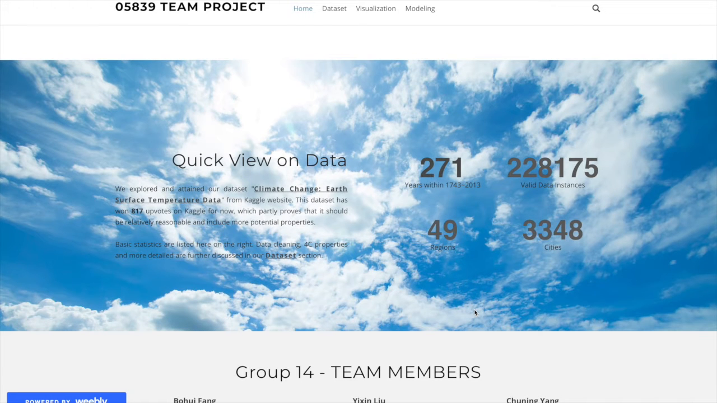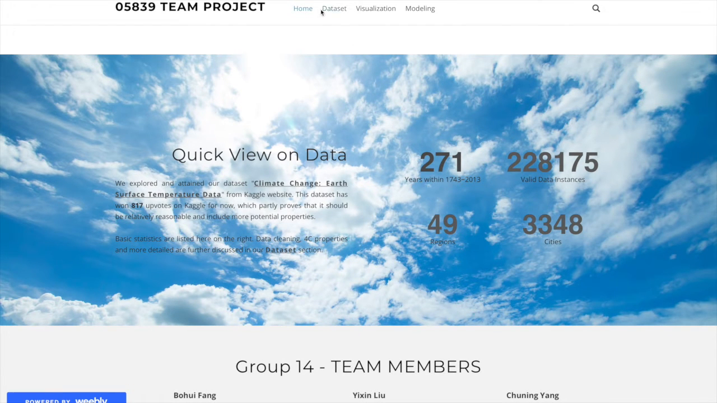So, a quick view of our data set. The dataset contains years between 1743 to 2013 with more than 200,000 valid data instances, around 49 regions, and more than 3,000 cities. This data is from the Kaggle website, and it has already got 817 upvotes on Kaggle now. So the basic statistics are listed here, and other things will be mentioned in the dataset section.